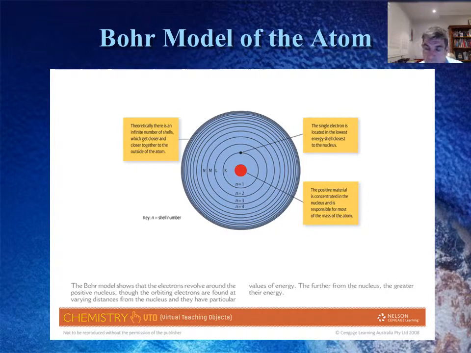In the Bohr model, there are a couple of important things that we need to be aware of. Firstly, all of the positive material is concentrated in the nucleus, and so is most of the mass. The defining character of the atom is the number of protons.